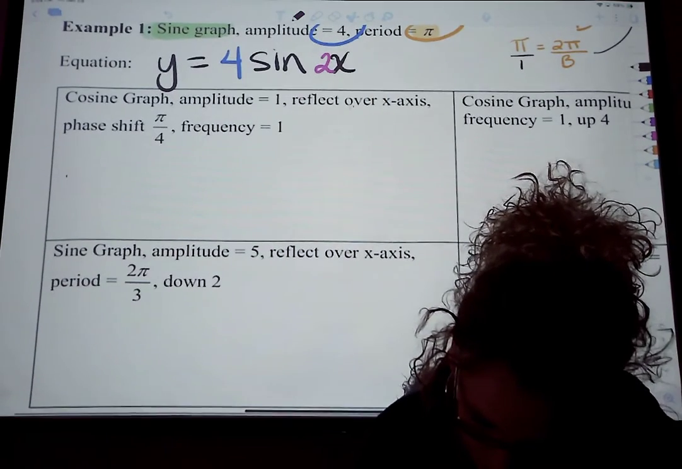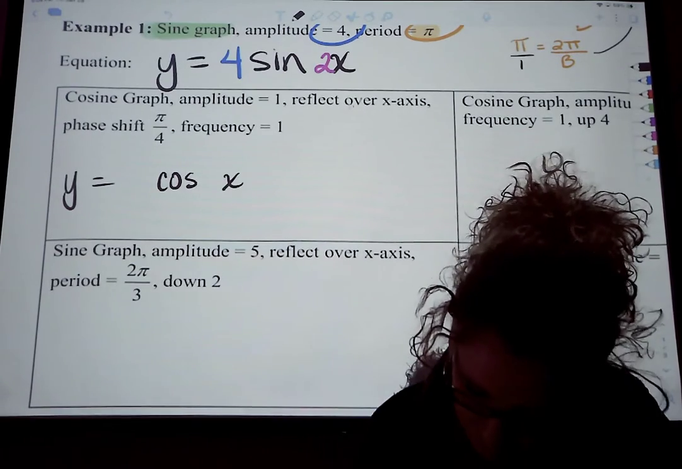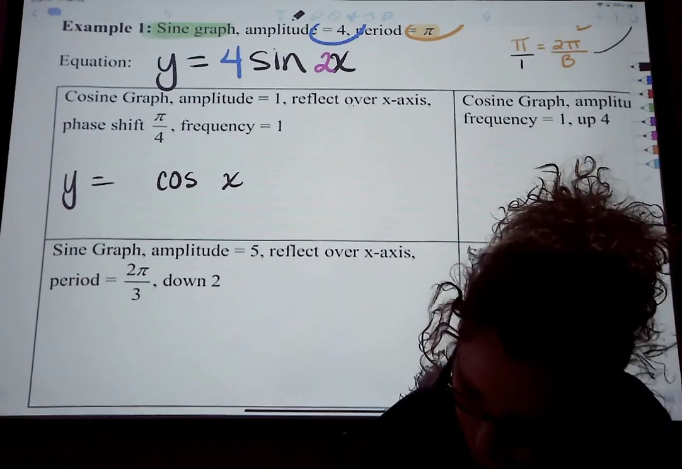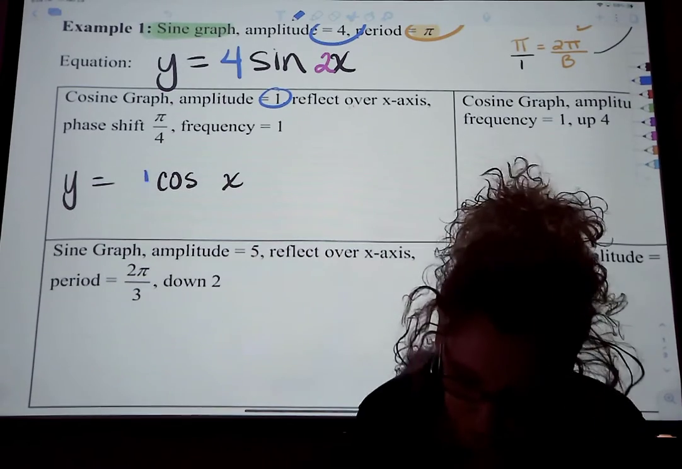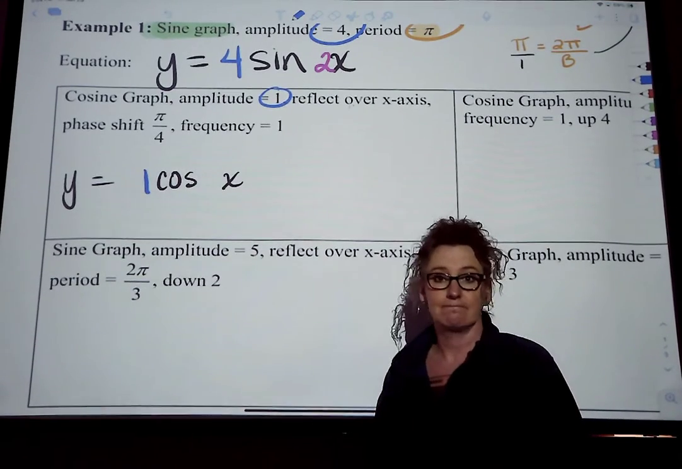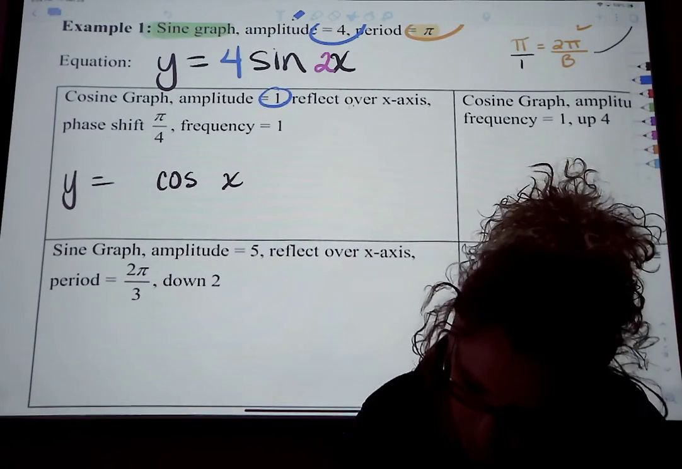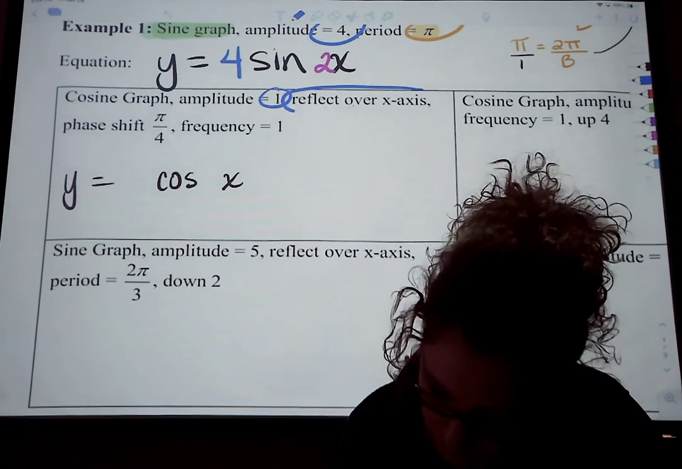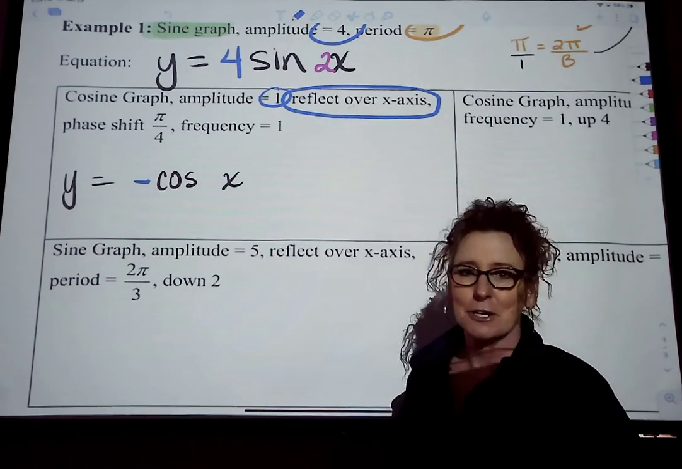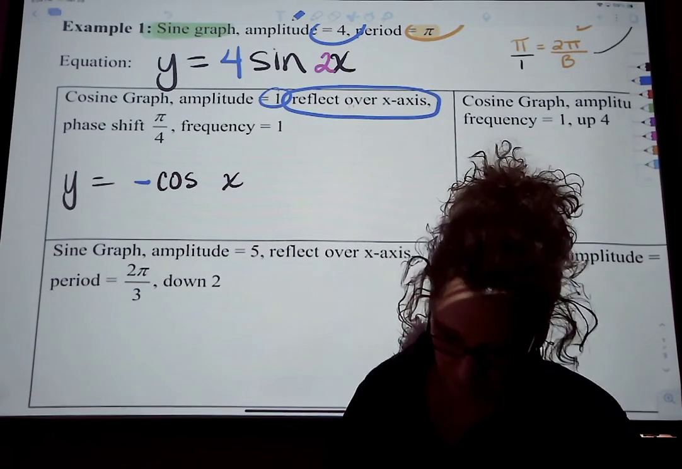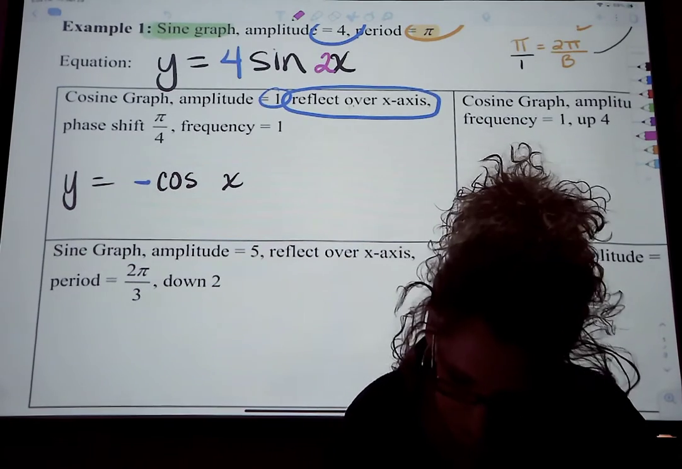Next one, cosine graph. y equals COS, and there's going to be an x in there. Amplitude is 1. You can put a 1 out front or you can not. It's up to you. Reflect over the x-axis. Okay, this is not optional. You need a negative out in front. Phase shift is pi over 4.